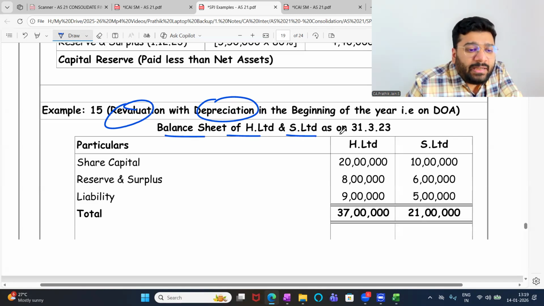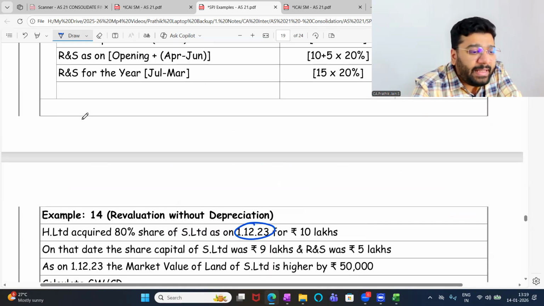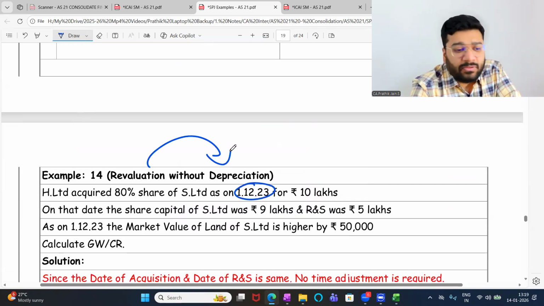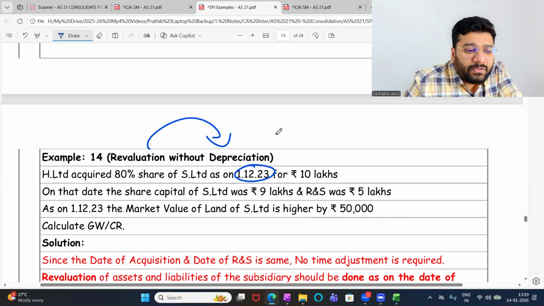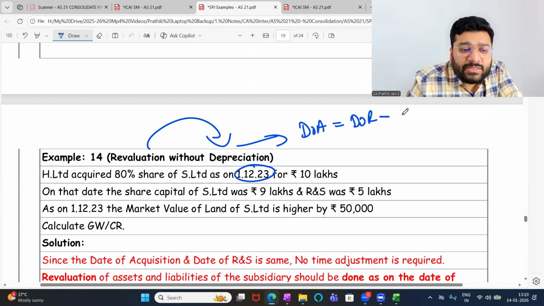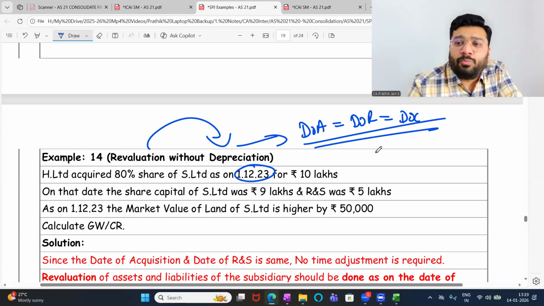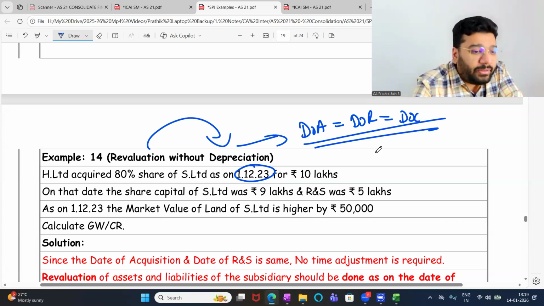Balance sheet of H Limited and S Limited as on 31st March 23. Last class we did example 14. In example 14, I have given the heading: this is revaluation without depreciation, and this is revaluation with depreciation. Why no depreciation? Date of acquisition is equal to date of revaluation is equal to date of consolidation. All the three were happening on the same date. So there is no post period. When there's no post period, there's no post usage. When there's no post usage of asset, no depreciation. Got it? Not got it?